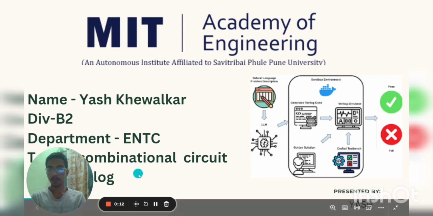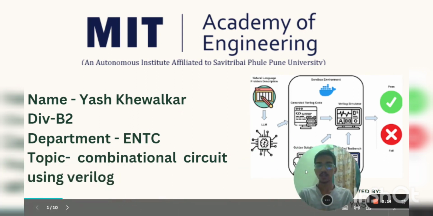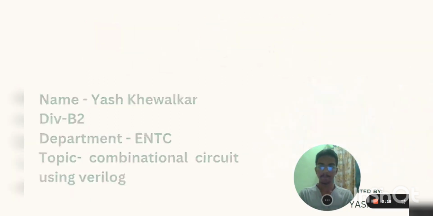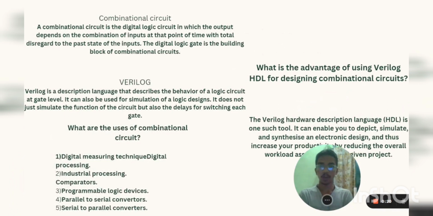Today, my topic for this lecture is combinational circuits using Verilog. So here is some theoretical part. What is a combinational circuit? A combinational circuit is a digital logic circuit in which the output depends on the combination of inputs at that point of time, not on the past state of inputs. The digital logic gate is the building block of a combinational circuit.